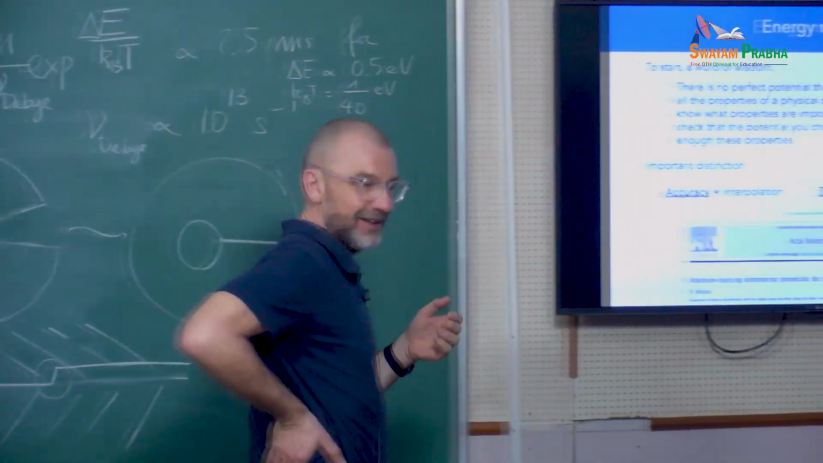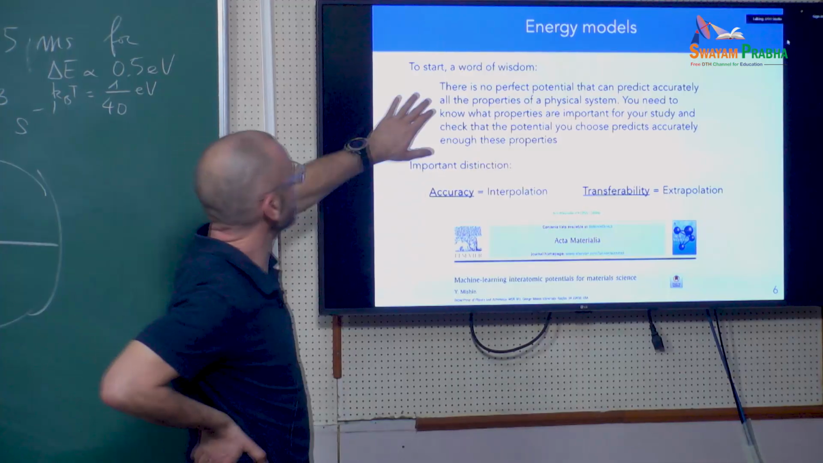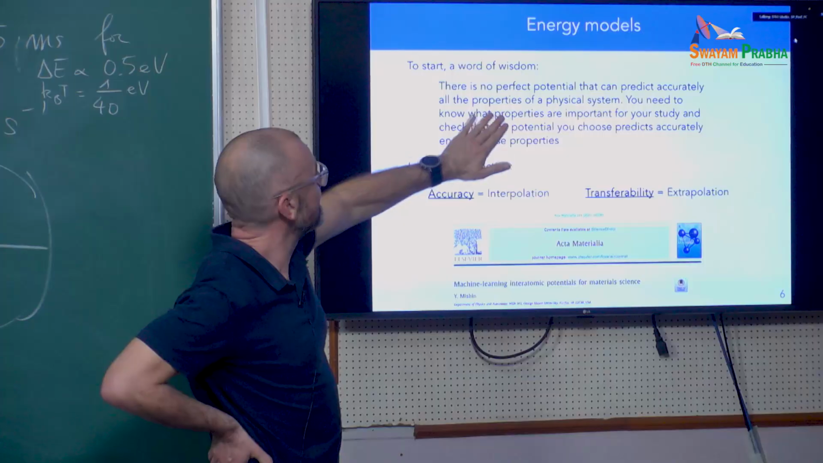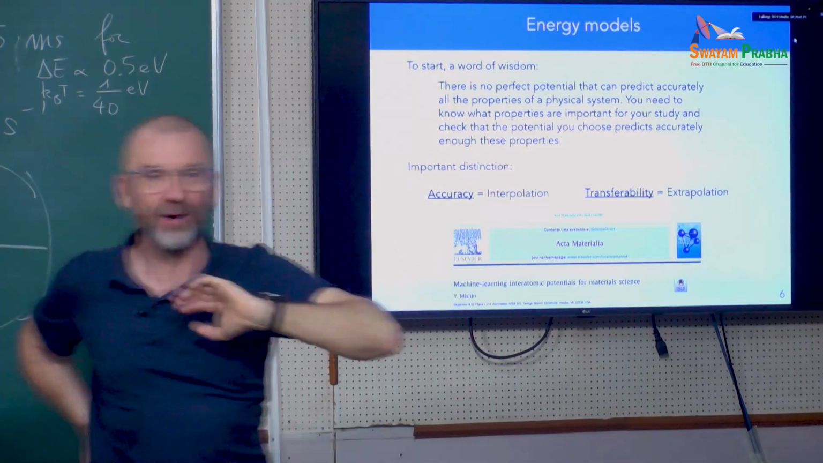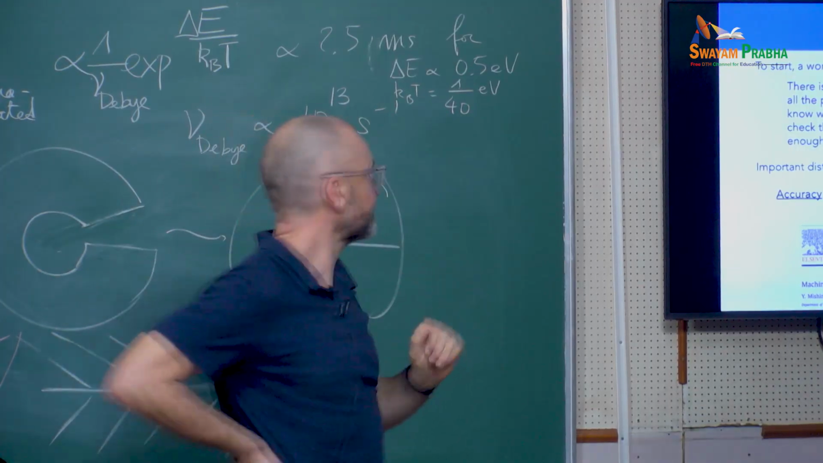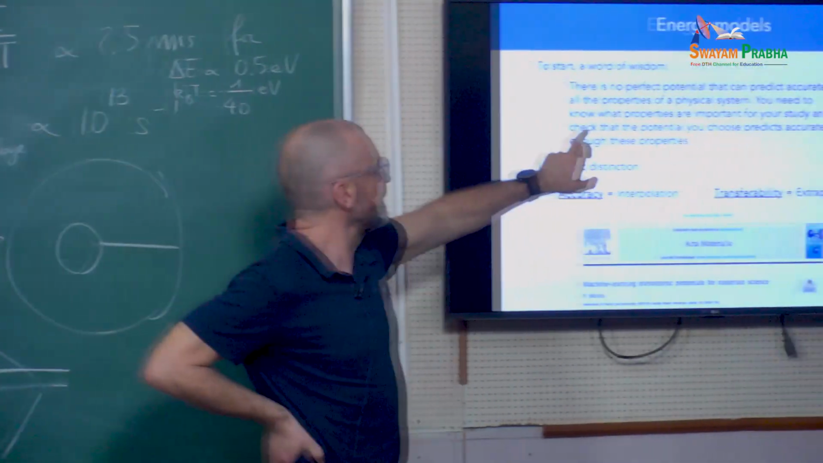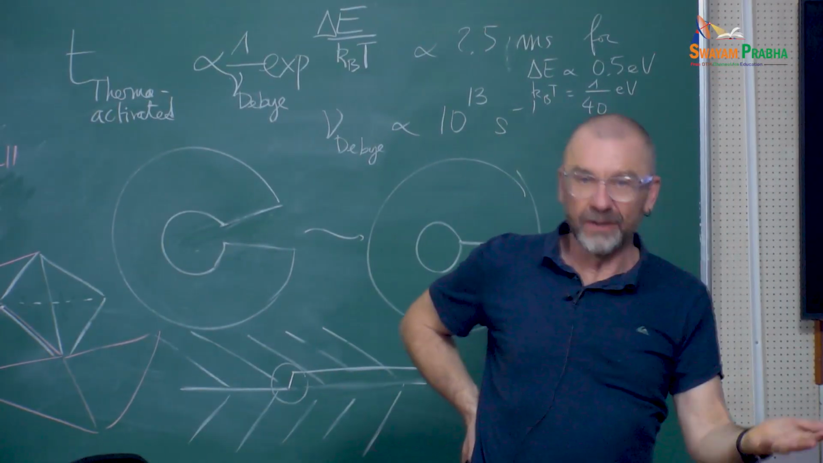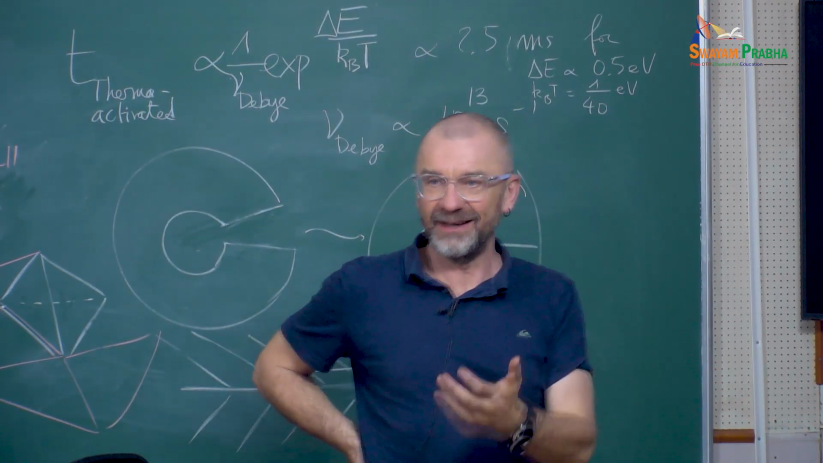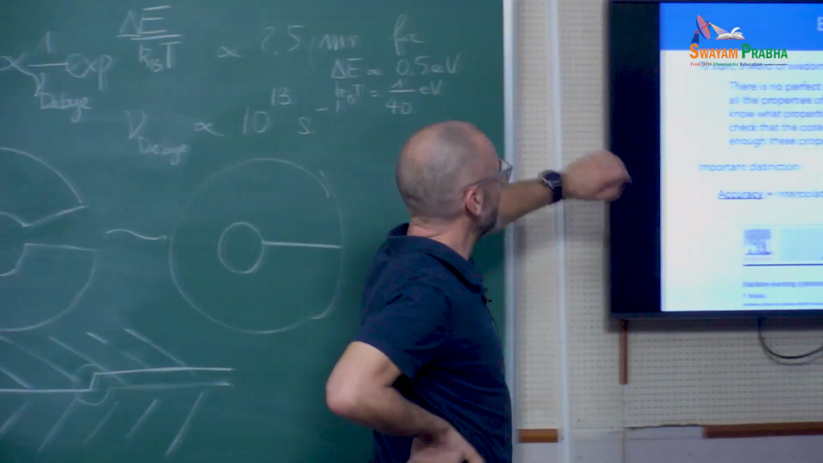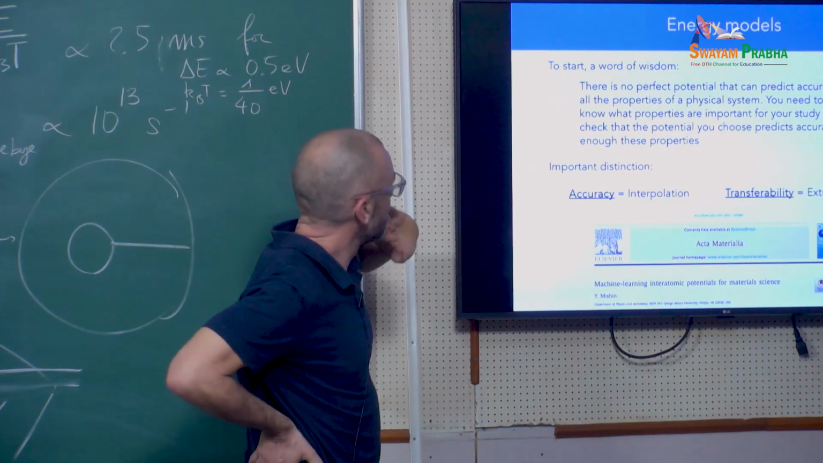First, yeah, I'm an old guy in the field, so I can have a word of wisdom. My word of wisdom is that a potential will always have limitations. There's no perfect potential. The key point here is that when you have a potential, you have to know it. You have to know where it's good, and you have to know where it's bad. And obviously, you should use it only where it's good. So always know the limitations of your potentials.